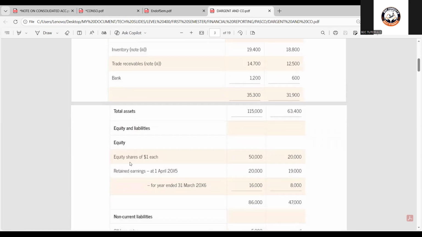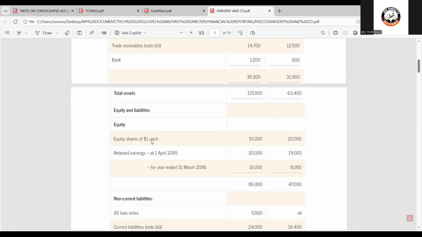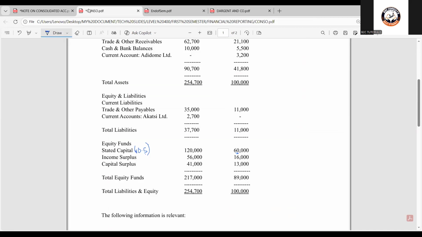Okay, so look at this. Equity share of 1 CD each. It means that to find the number of shares, you divide the value by the amount per share. That will tell you the number of shares the company had. It's quite 1 CD, so it will be direct. Sometimes you have 50 pesos. That is why I'm stressing and emphasizing that. Okay.